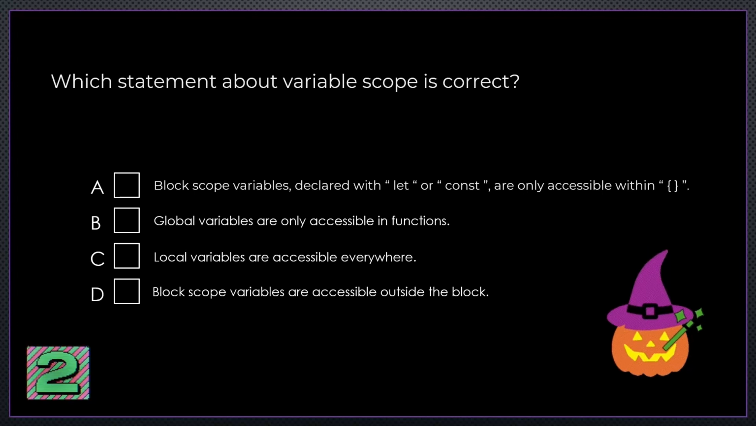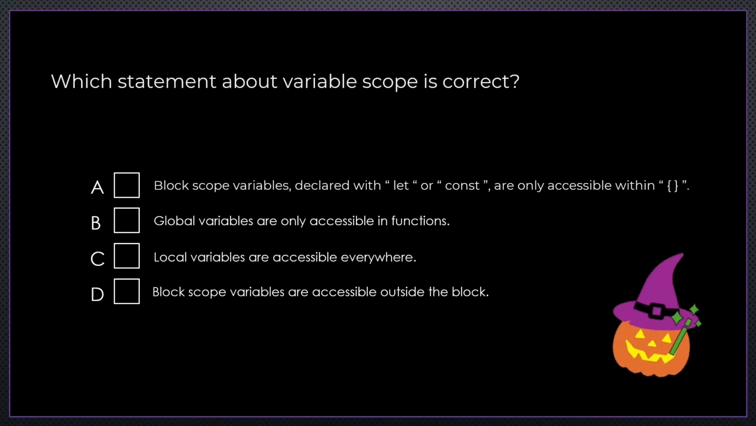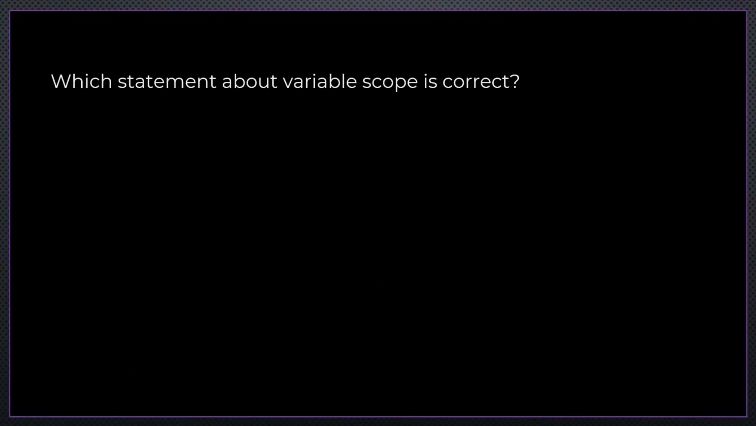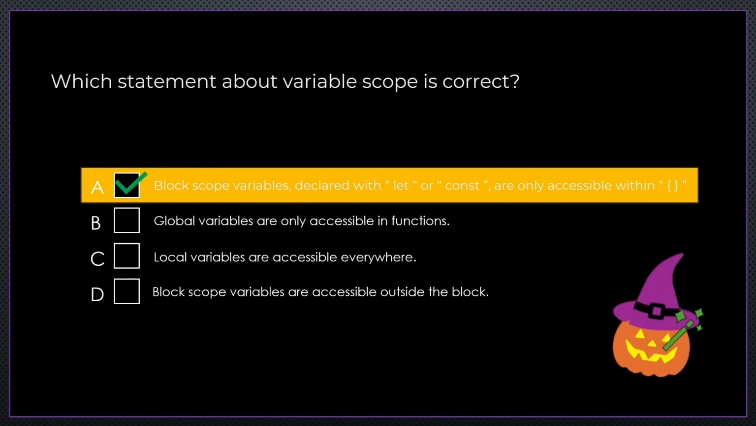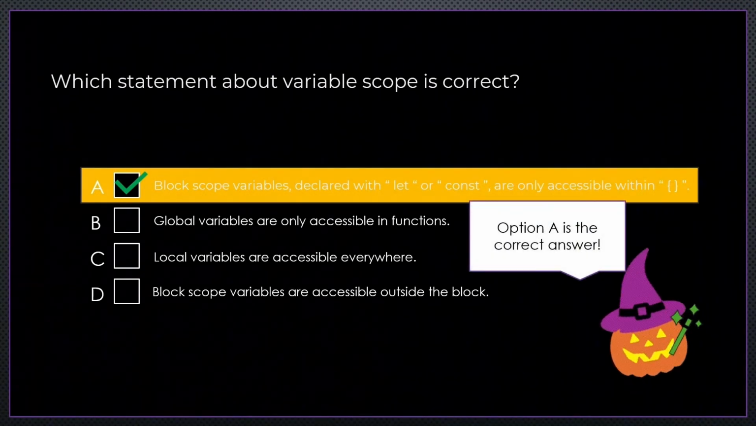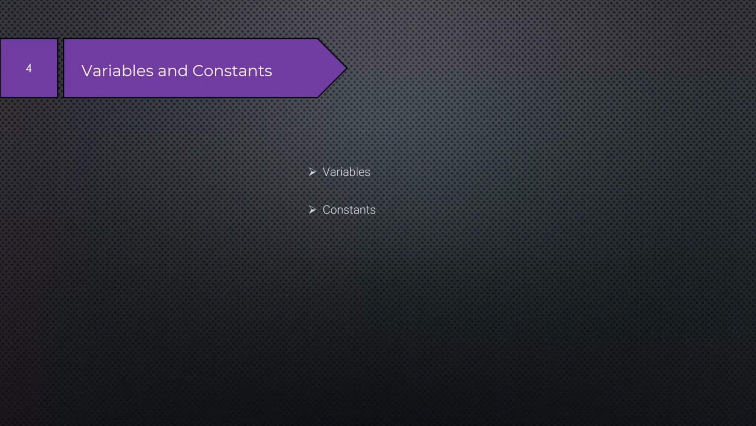If you chose option A, you're absolutely correct. As we learned earlier in this course, in block scope, variables that declared either with a let or const are only accessible within the boundaries of the parameters they are in. On to our last objective, constants and variables. In this topic, we will be covering two areas. It consists of variable and constant. With that out of the way, let's dive right in.